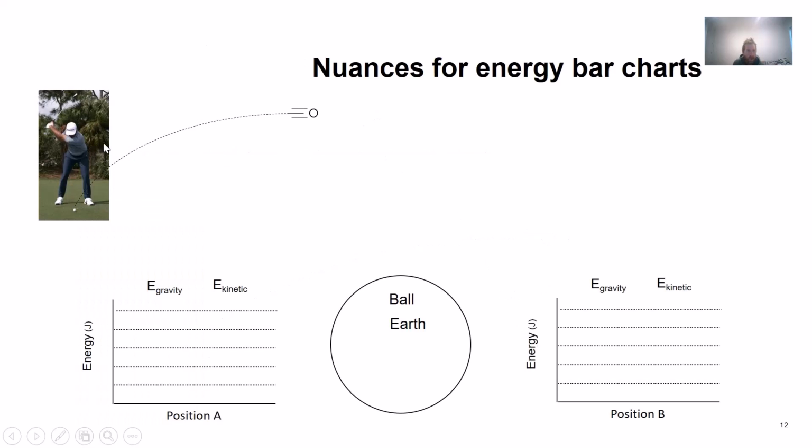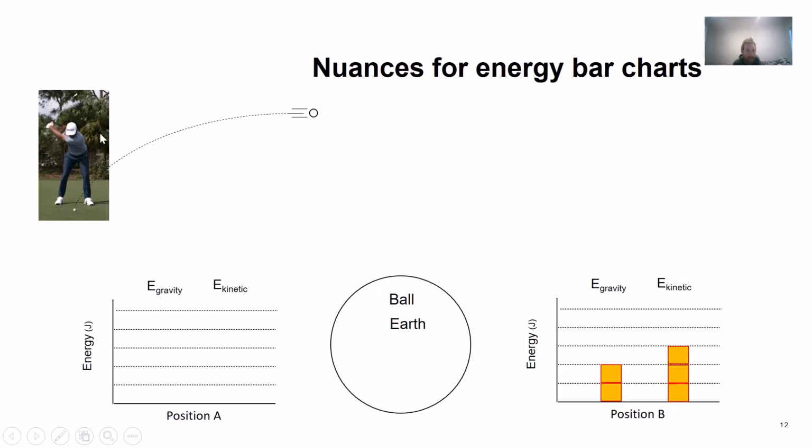So again, I want my system to be the ball and the earth. My position A is when the ball's on the ground, it doesn't have any energy. And then my position B, it's up high, so I've given it some gravitational energy, and it's still moving, I've given it kinetic energy. And so then we look and we say, well, hang on, I had no energy to start with, and it had 5 energies at the end. Seems like conservation of energy is broken. I thought energy before equals energy afterwards.